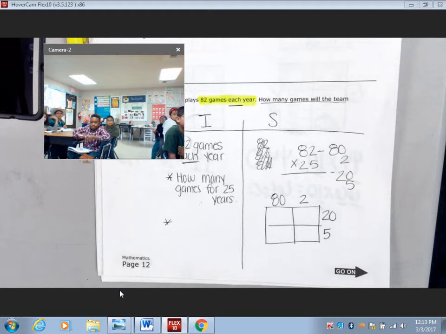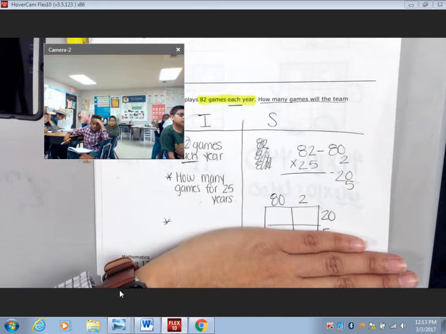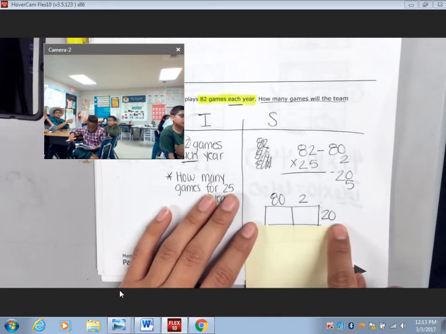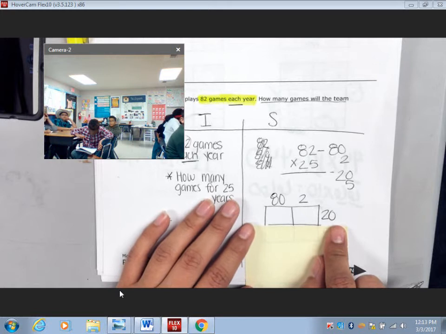Good job. Okay, what can you do so that you don't get confused? What did I say you could do? You can cover it, or if you have a handy-dandy sticky note, you can cover it with your sticky note. Okay? Susanna, what is the first thing that I multiply?